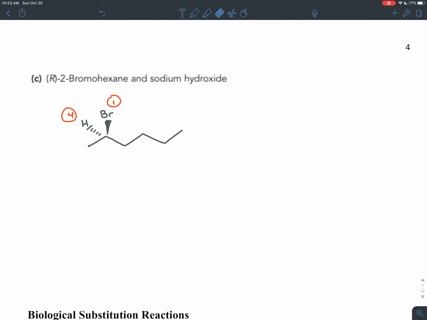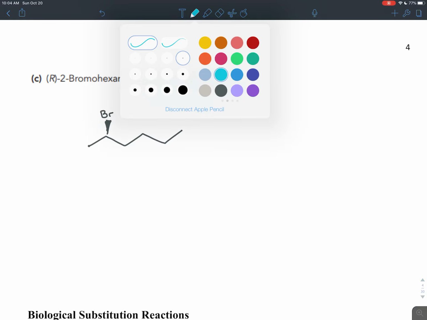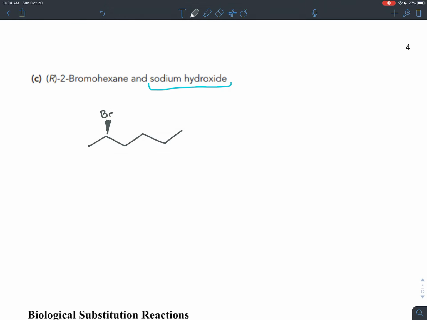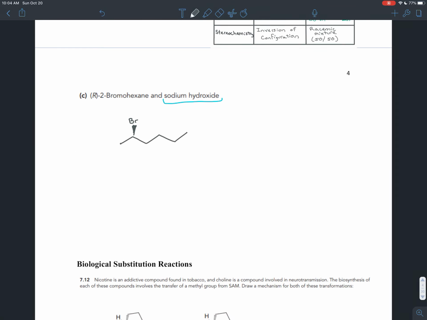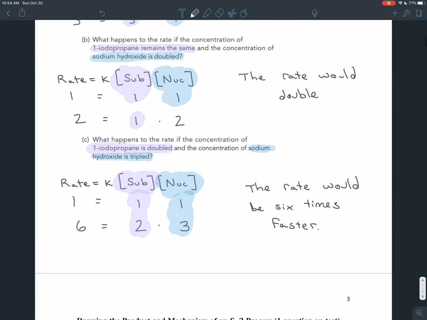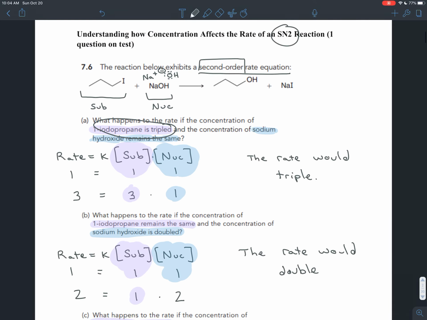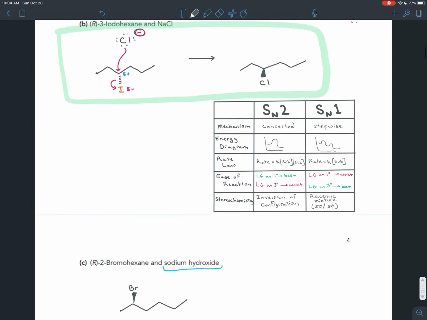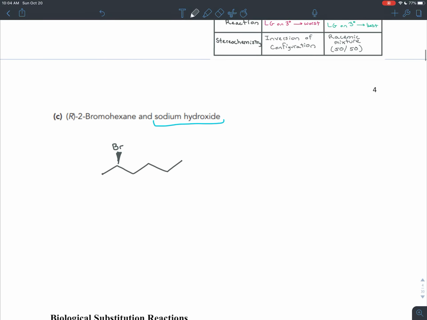And so I'm going to erase everything except for that leaving group, which is going to be relevant in our SN2 reaction. Now the other thing here, sodium hydroxide, that's going to be our nucleophile here. And we've seen sodium hydroxide before. We've seen it in this previous exercise. We had NaOH, and we saw that that was called sodium hydroxide in that previous exercise. So sodium hydroxide is NaOH.